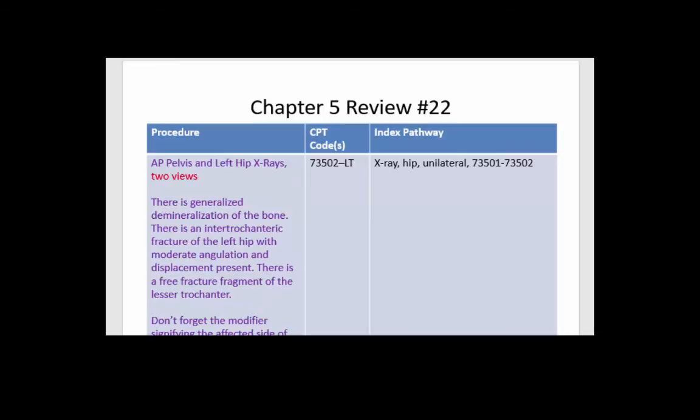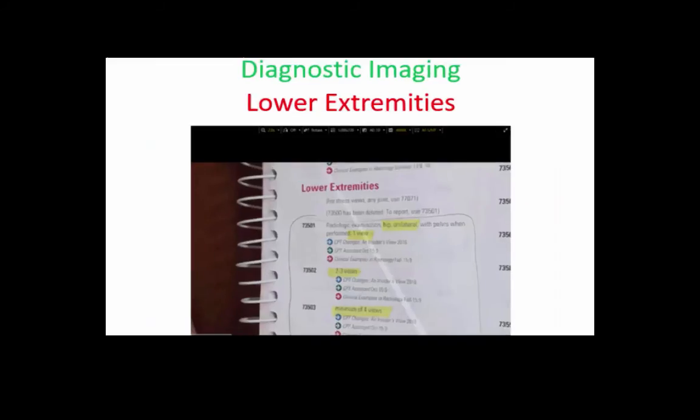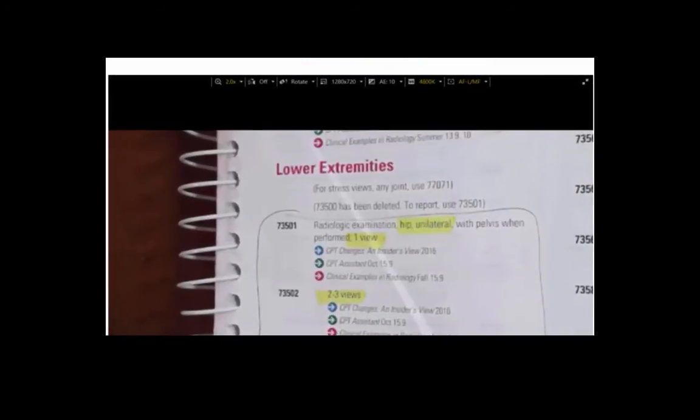When we look up our x-rays, there's a range of codes given. There are two views. The procedure tells us there's a pelvis and a left hip. So 73502 would be our code. Blow this up. And you see the lower extremity x-rays are by views. We have two views, so we would choose 73502.